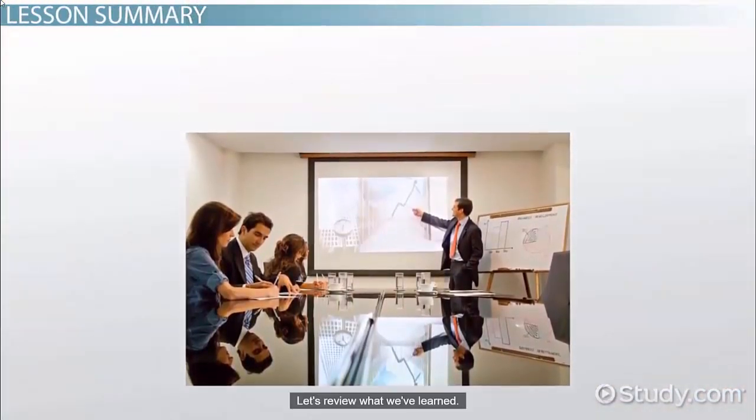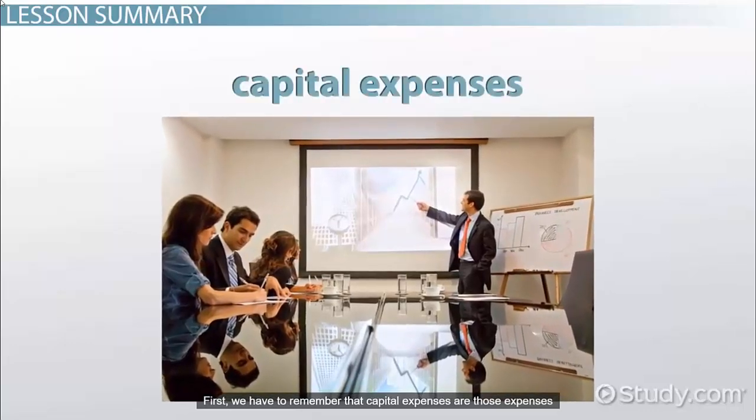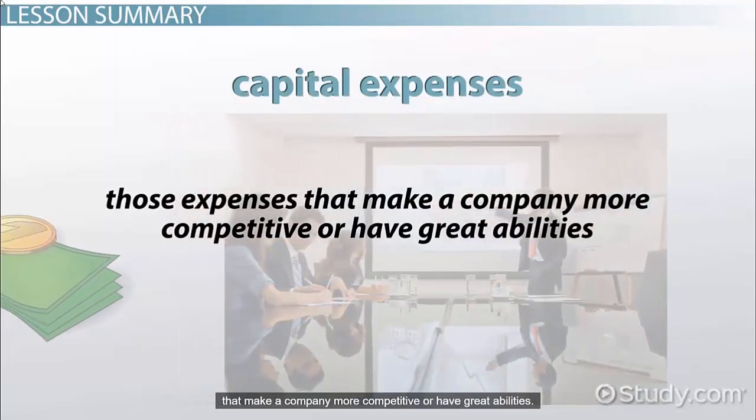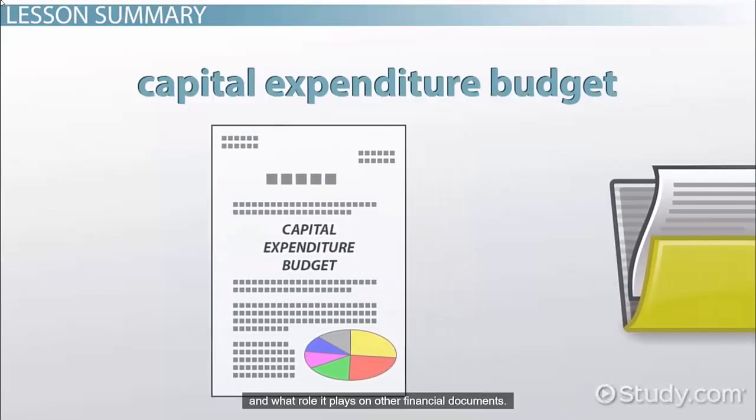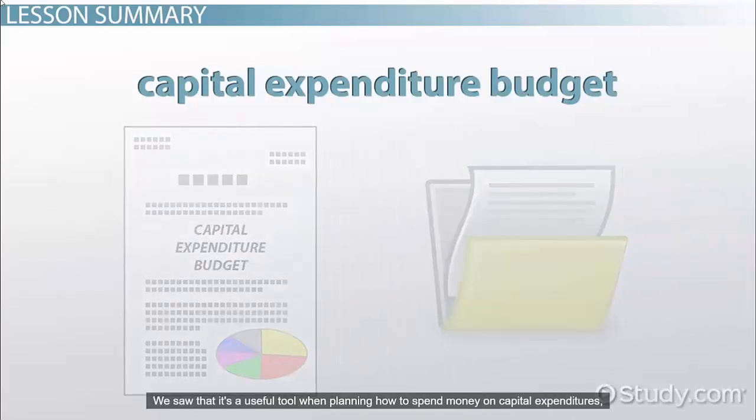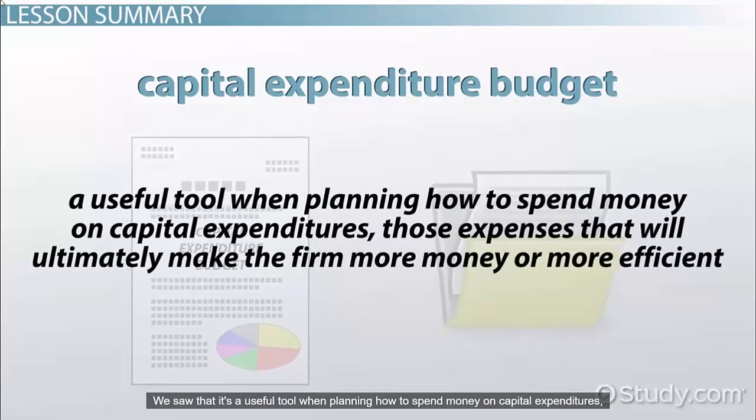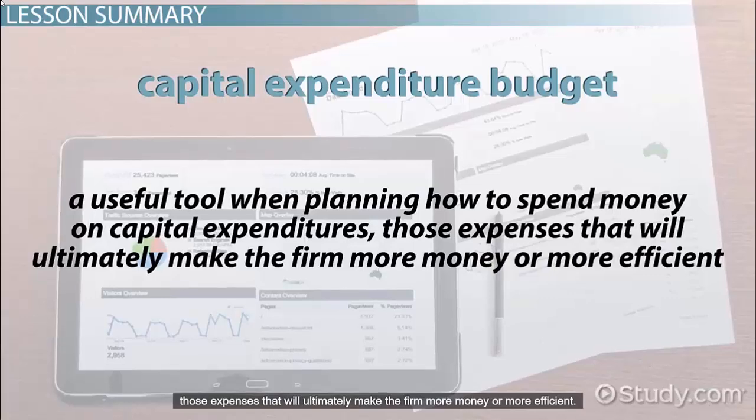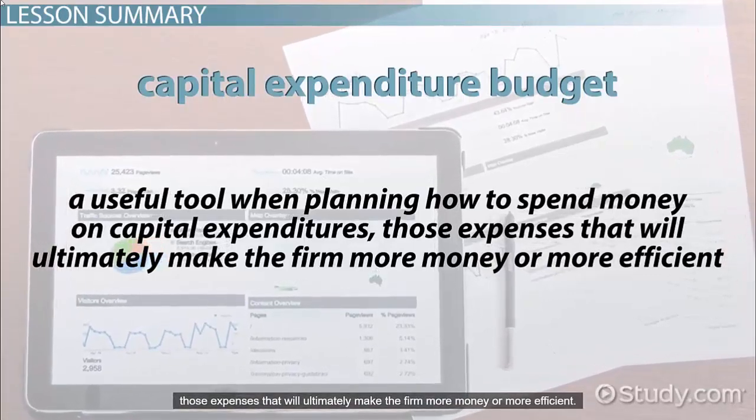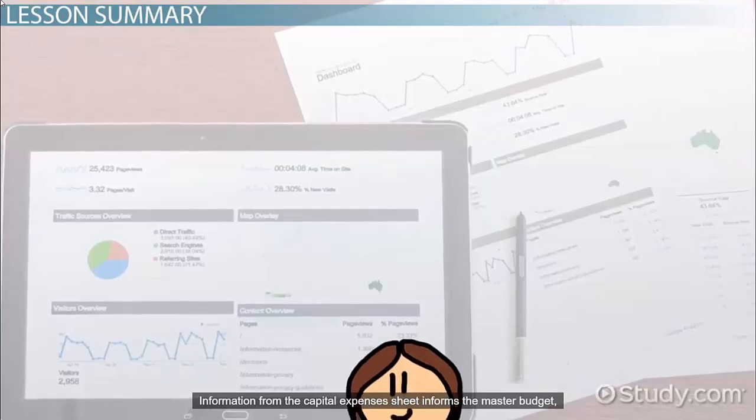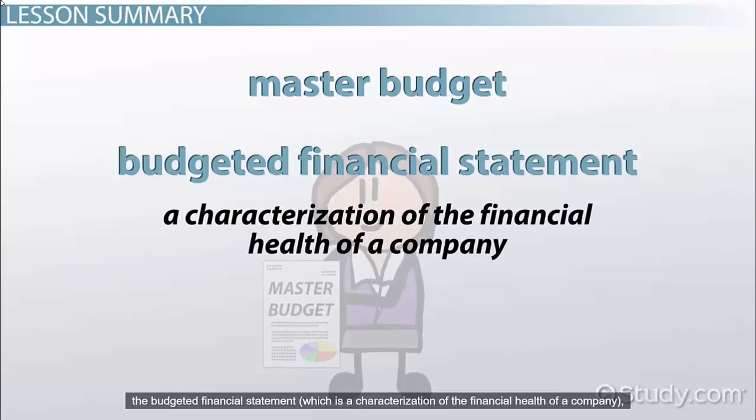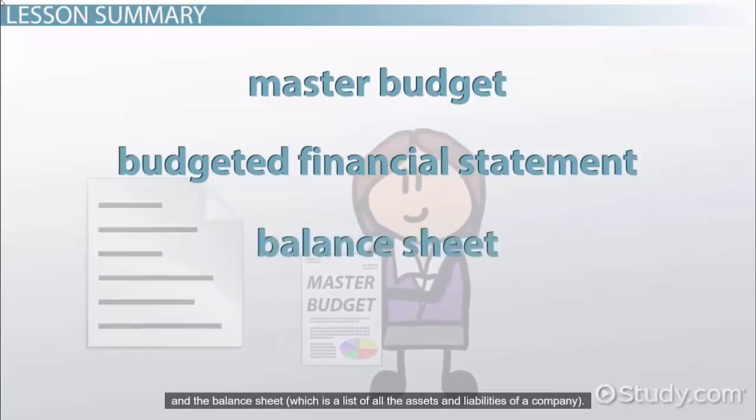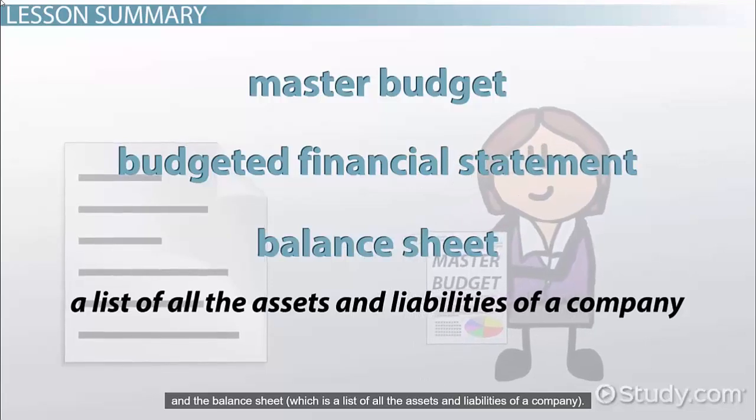Let's review what we've learned. First, we have to remember that capital expenses are those expenses that make a company more competitive or have greater abilities. Then we can understand a little easier what the capital expenditure budget is and what role it plays on other financial documents. We saw that it's a useful tool when planning how to spend money on capital expenditures, those expenses that will ultimately make the firm more money or more efficient. Information from the capital expenses sheet informs the master budget, the budgeted financial statement, which is a characterization of the financial health of a company, and the balance sheet, which is a list of all the assets and liabilities of a company.